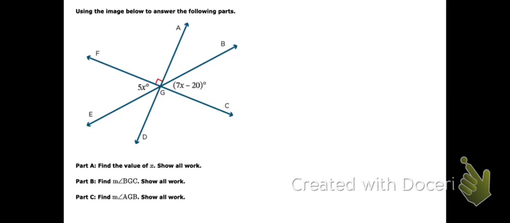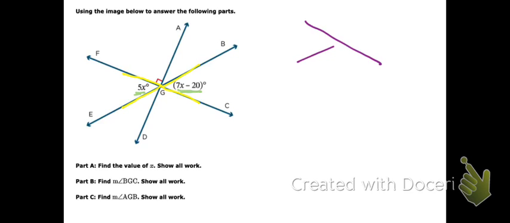So here they're giving us this image and they want us to find the value of x. So our first step is to look at the two angles that have an x in it and see if we notice any sort of relationship between these two angles. Well, these angles are what we call vertical angles.